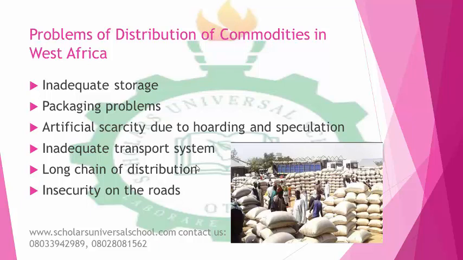The final problem we're looking at is the insecurity on roads. We have so many farmers facing the problem of insecurity. It might be attacks on the road when they are moving their commodities from the farmland to the marketplace, or accidents, or so many things that happen on the road, which end up affecting the adequate distribution of agricultural produce in West African countries.